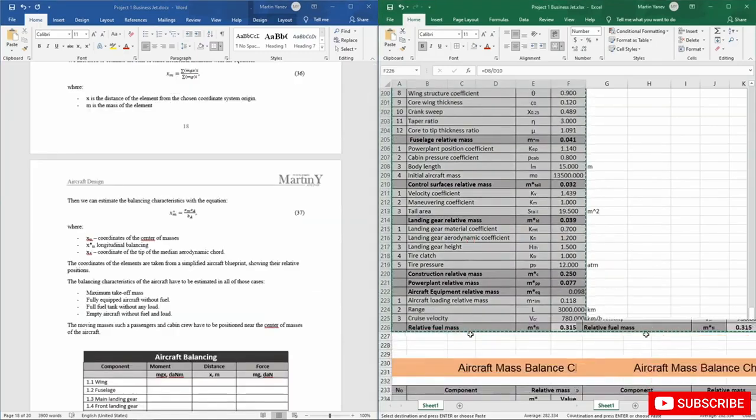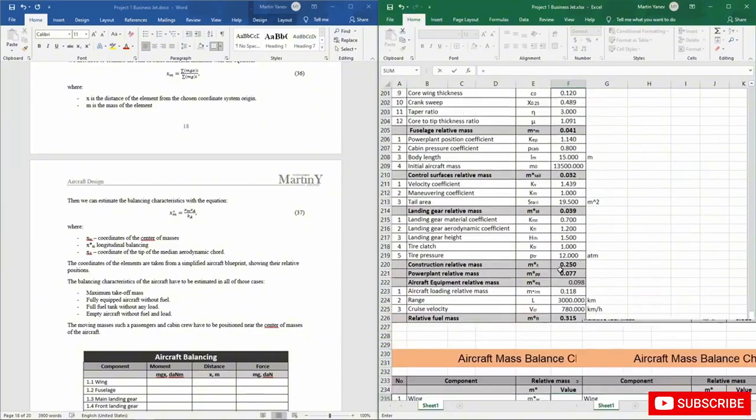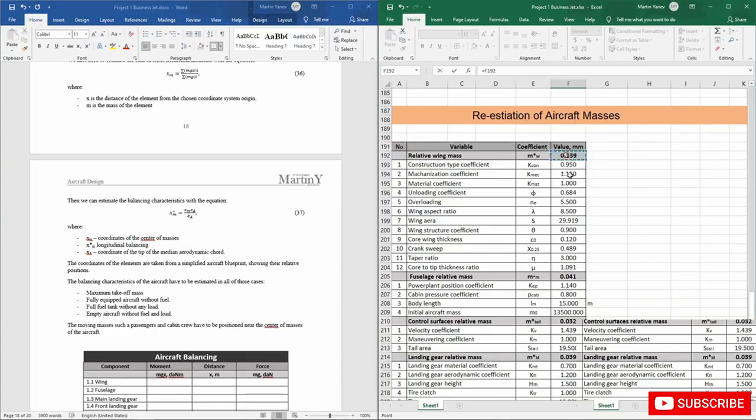So now we're ready here, and let's start estimating the masses of the aircraft. So first of all, we have the relative mass of the wing, and this will be equal to the mass over here.